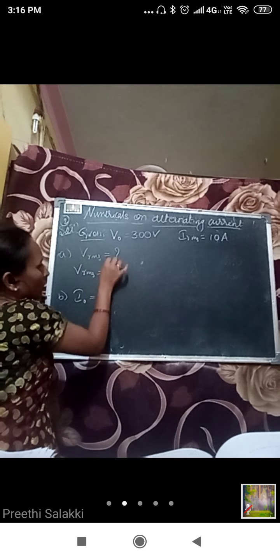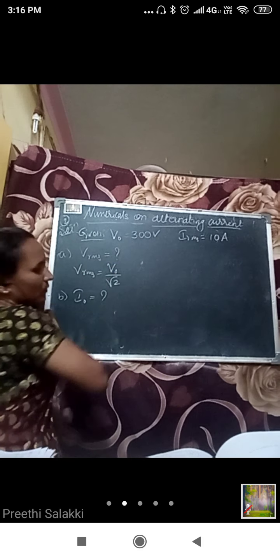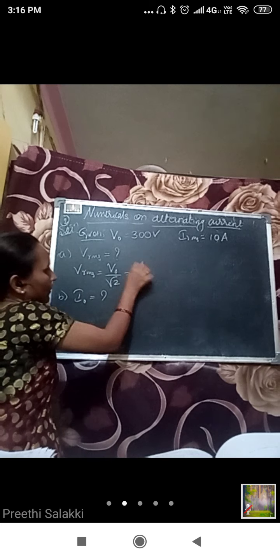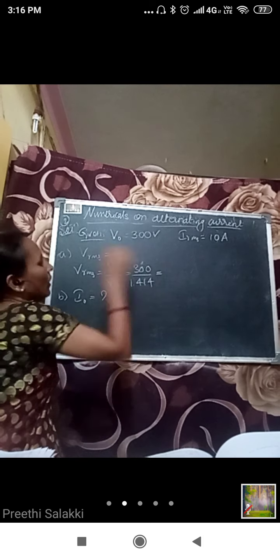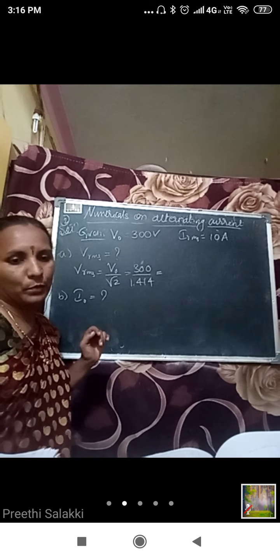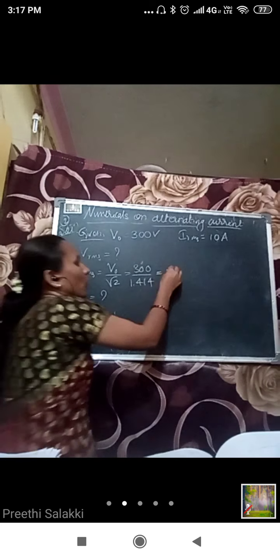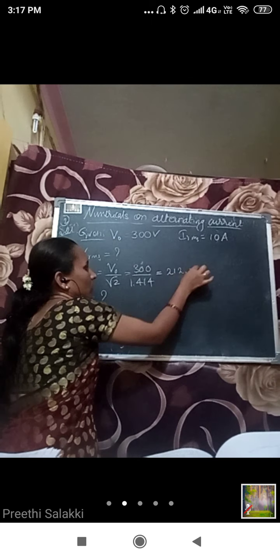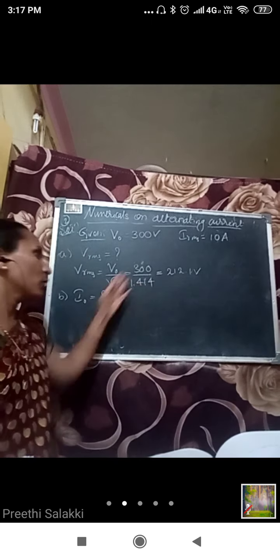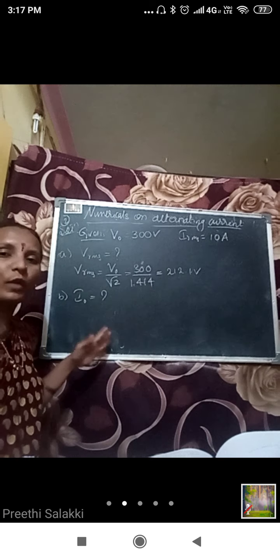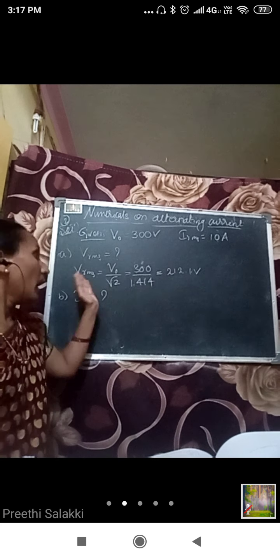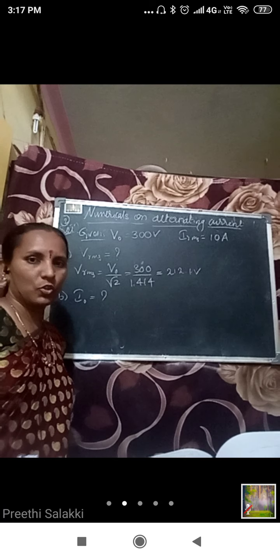VRMS is equal to V0 by root 2. This is the relation between peak and RMS value. V0 is 300, root 2 is 1.414. Divide, and you are going to get 212.1 volt as the RMS value of voltage. Make it clear.